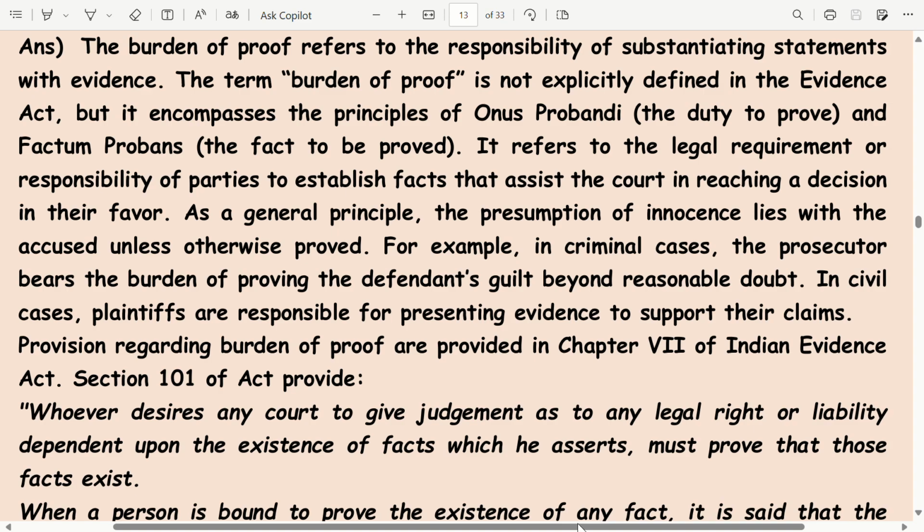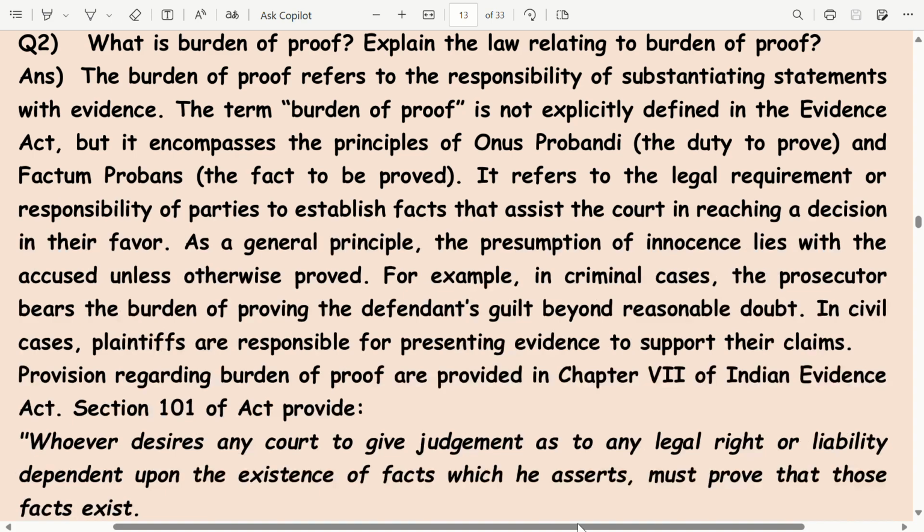The term burden of proof is not explicitly defined in the evidence law, but it encompasses the principle of onus probandi, the duty to prove, and the factum probans, the fact to be proved. It refers to the legal requirement or responsibility of parties to establish facts that assist the court in reaching a decision in their favor. As a general principle, the presumption of innocence lies with the accused unless otherwise proved.